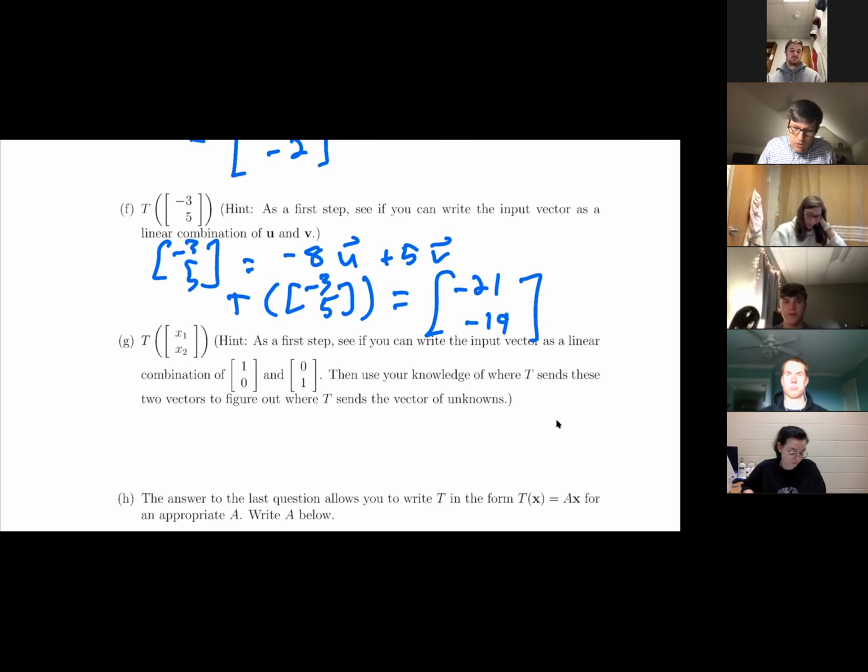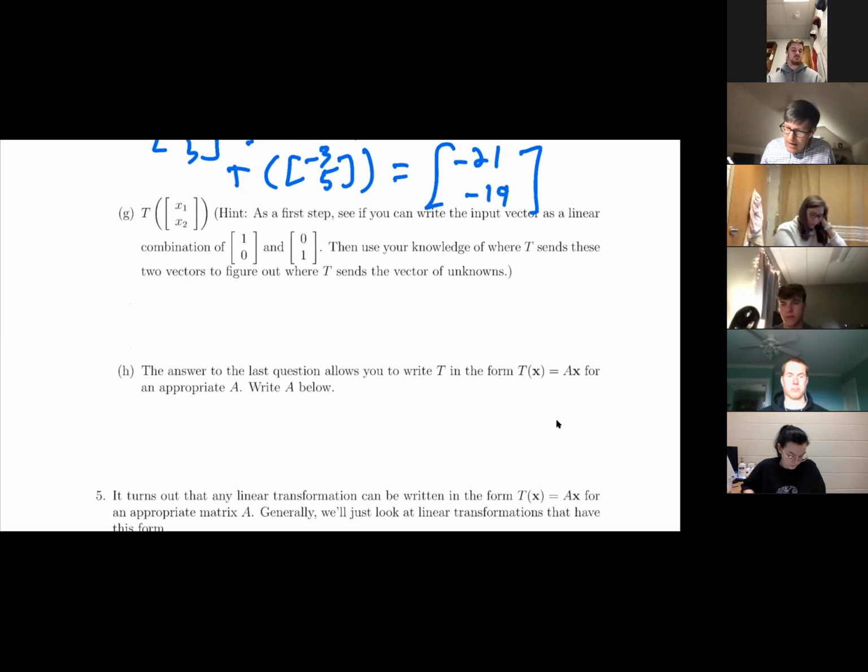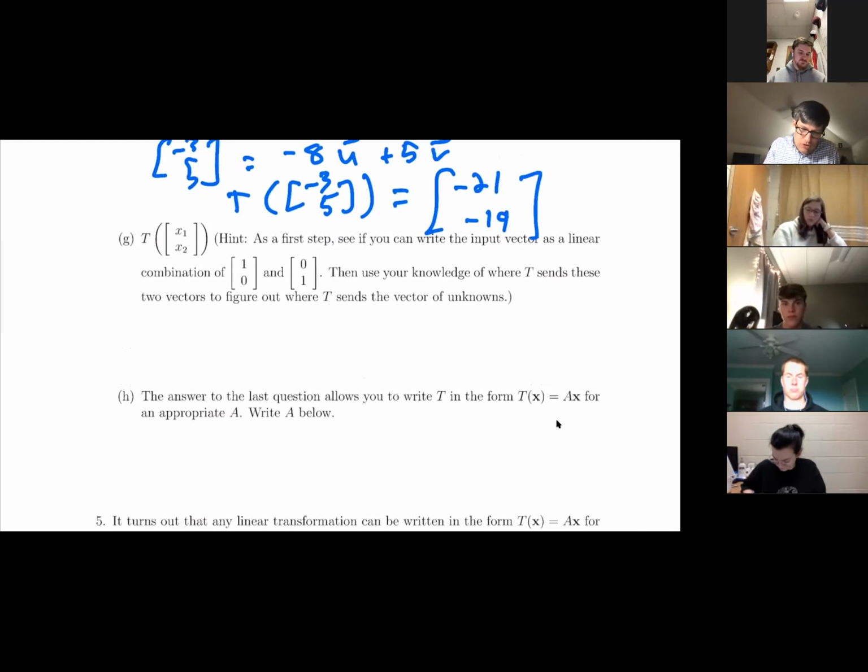All right, great. So we're moving right along. I'm going to look at part G and H, and I'm going to ask Luke, were you spokesperson for your group? Yes. Awesome. What did you guys do for part G? So for part G, I presume that you first wrote x1, x2 as a linear combination. How did you write it as a linear combination?